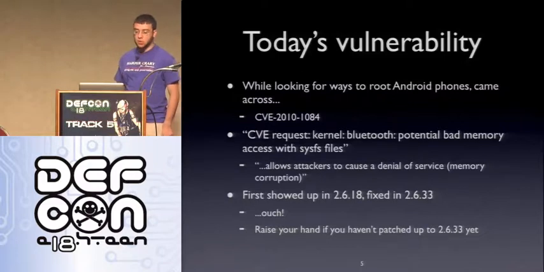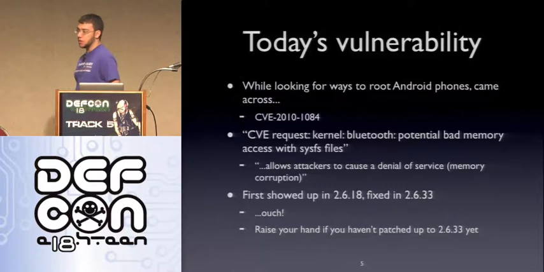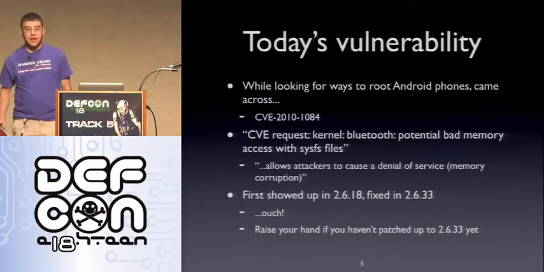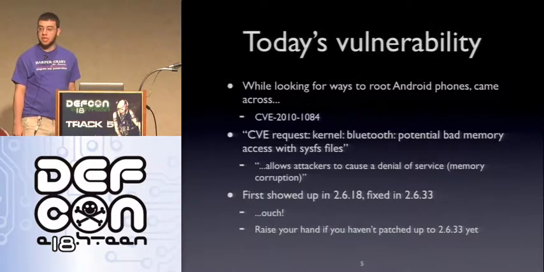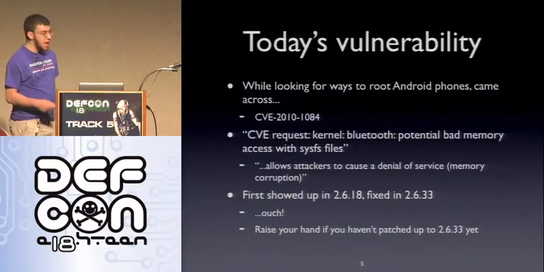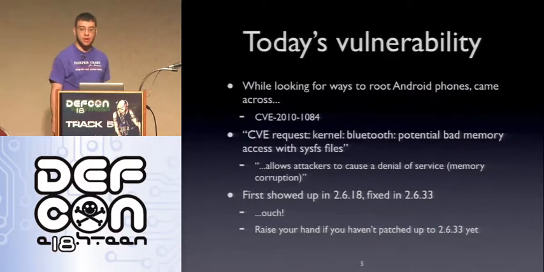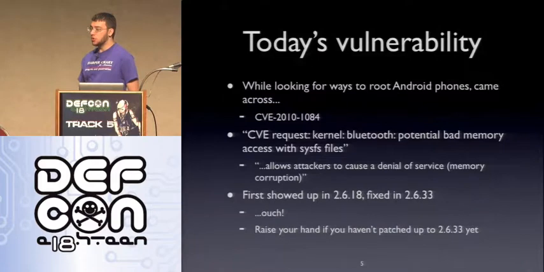To give you an idea of who's running things that aren't 2.6.23, if you're running an Android phone that hasn't been upgraded to Froyo yet, then you're running 2.6.29, and it hasn't been patched yet. Every single Android phone that I know of that's not running Froyo is vulnerable to this. So who here hasn't patched up to 2.6.20 or 2.6.33? You're brave. You're brave for admitting it.